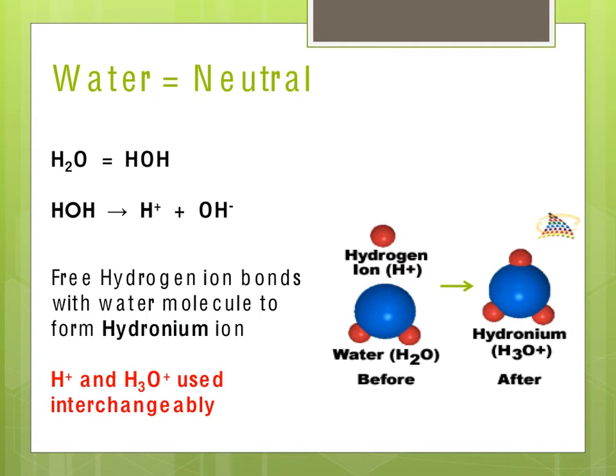Because of that, H+ and H3O+ are used interchangeably. Sometimes we talk about hydrogen ions, sometimes we'll talk about hydronium ions. As far as this is concerned, these are the same thing. If I ask you for the hydrogen ion concentration, or if I tell you the hydronium ion concentration, it's the same thing either way. They're used interchangeably.